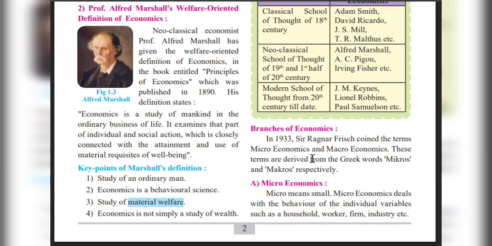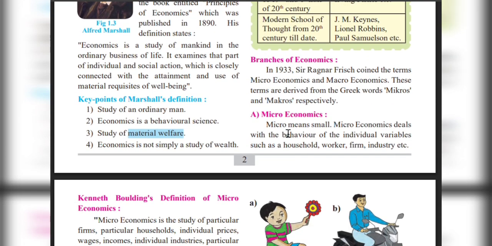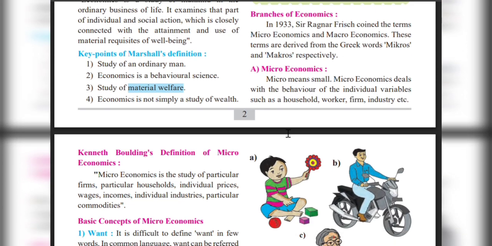Now let's move. See, now we will be learning the branches of economics. In 1933, Sir Ragnar Frisch coined the terms microeconomics and macroeconomics. These terms are derived from the Greek word micros and macros respectively. So there are two major branches of economics, microeconomics and macroeconomics. So microeconomics.